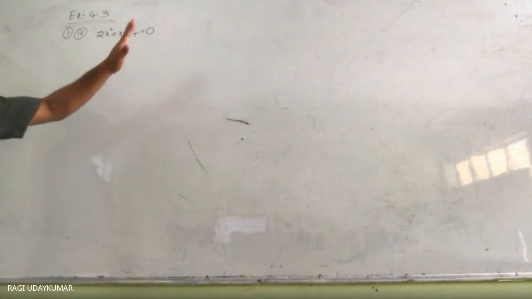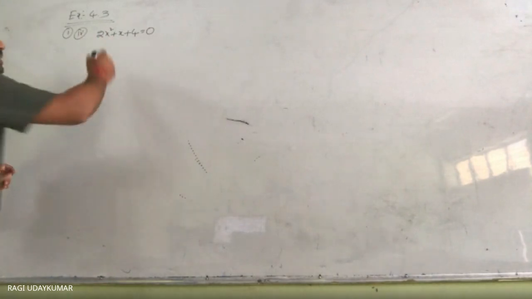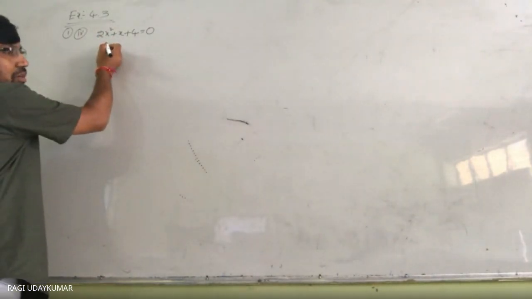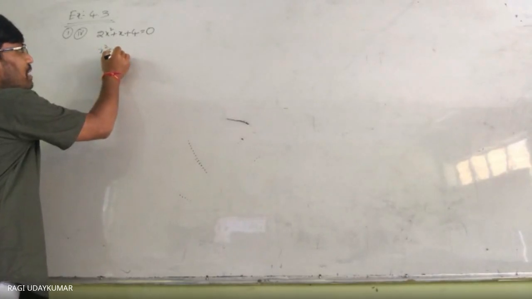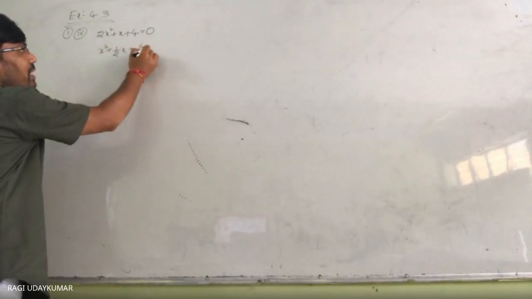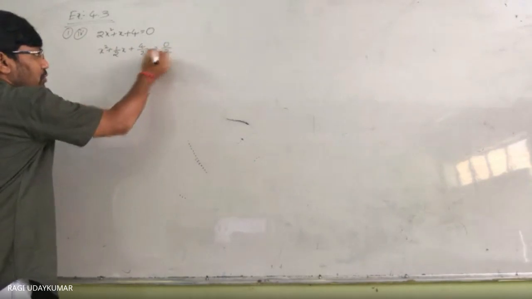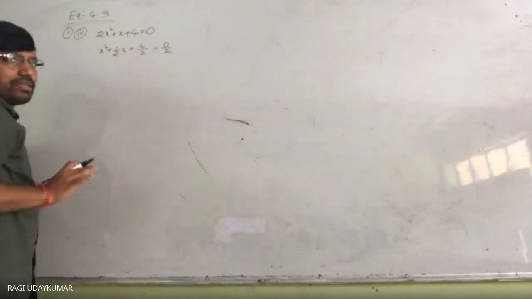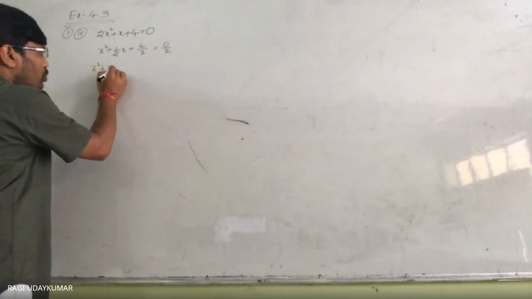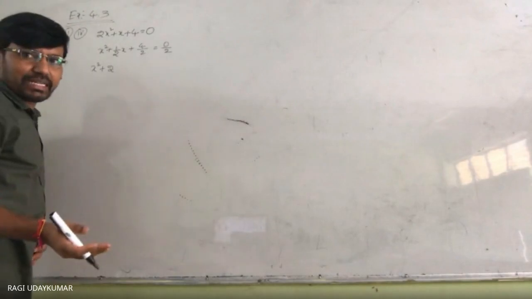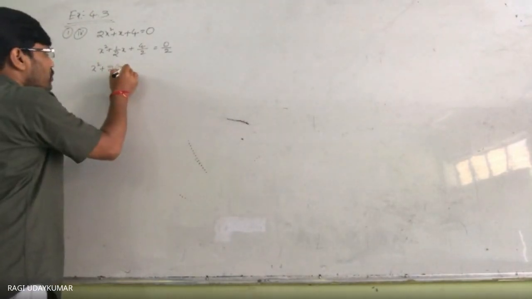Means x square coefficient 2 is there. We are going to divide the complete equation by 2. So what do you get here? x square plus 1/2 x plus 4/2 is equal to 0/2. Isn't it? Yes, sir. Now here x square is there, compulsory 2 should be there. 2ab form में लिखना है, ये का प्लेस में x होना है.